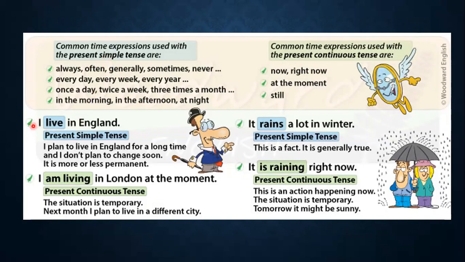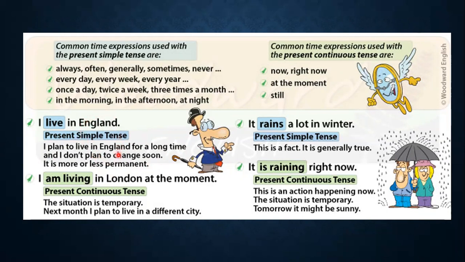We have some examples that are, I live in England. Present simple tense, I plan to live in England for a long time, and I don't plan to change soon. It is more or less permanent. Como hablamos, ¿verdad? Está hablando de un tiempo en específico. Dice, yo planeo vivir en Inglaterra por un largo tiempo y no planeo cambiarlo pronto. Es más o menos permanente. Right? So we have this example as well.